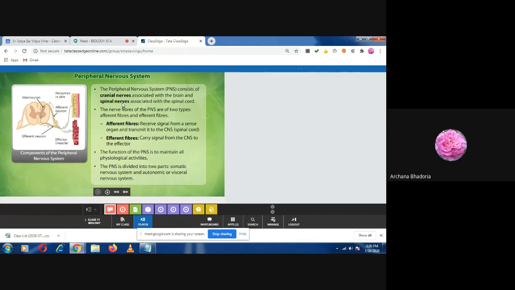Then they are of two types. Remember, these nerves, both the types of the nerves, that is the nerves arising from the brain and the nerves arising from the spinal cord, both are of two types. We call them afferent nerves or afferent fibers, and the other one efferent. Now, what is the difference between the two? The afferent fibers or the afferent nerves, what they do, they take the signal from the sense organs to the central nervous system.